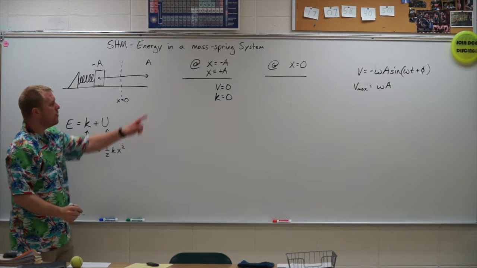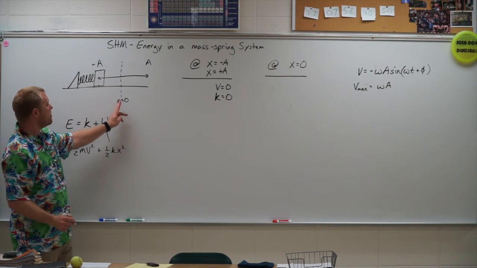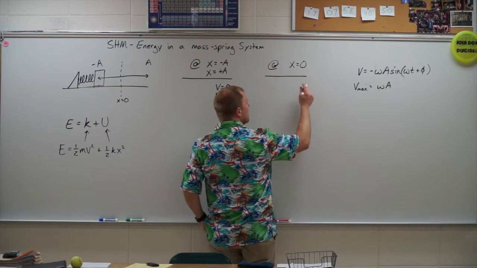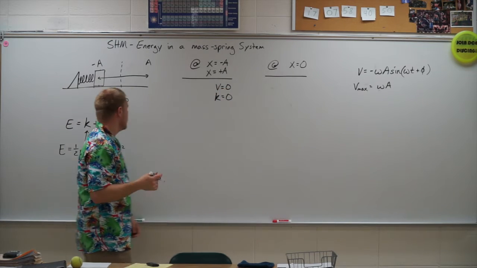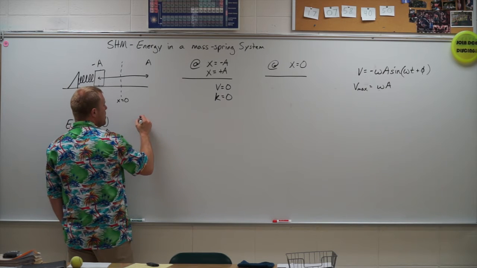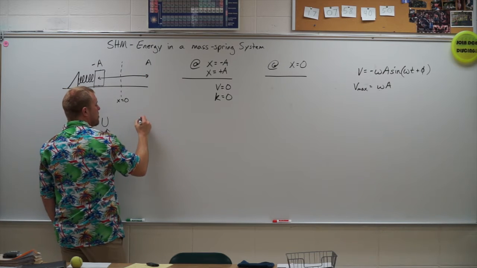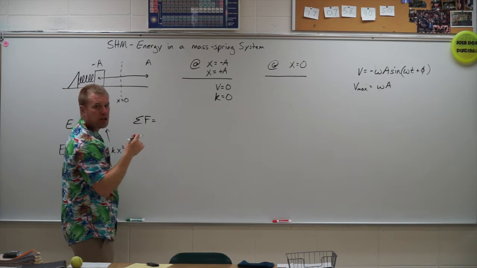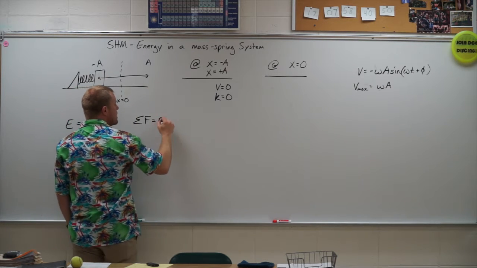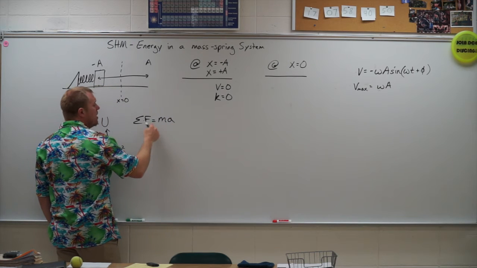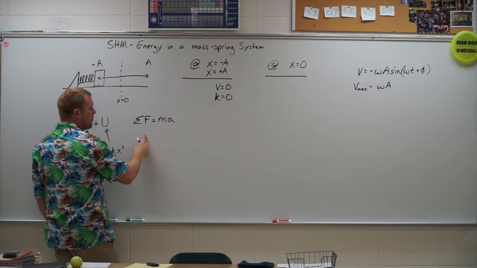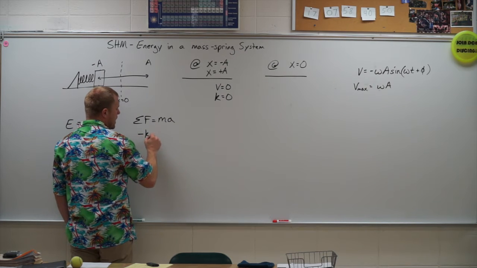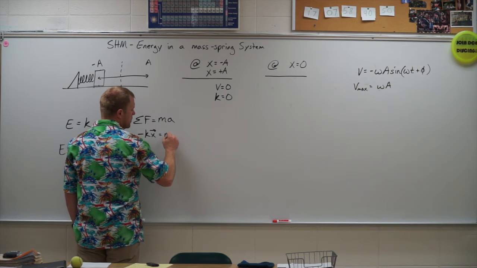The other point I'm going to talk about is where x is equal to zero. When x is equal to zero, there are a few things that are zero. So let's figure out what those are. If I'm looking at this problem, the sum of the forces acting on my object in the horizontal, assuming this is on a frictionless surface, is equal to ma. The force from the spring is negative kx, so negative kx is equal to ma.